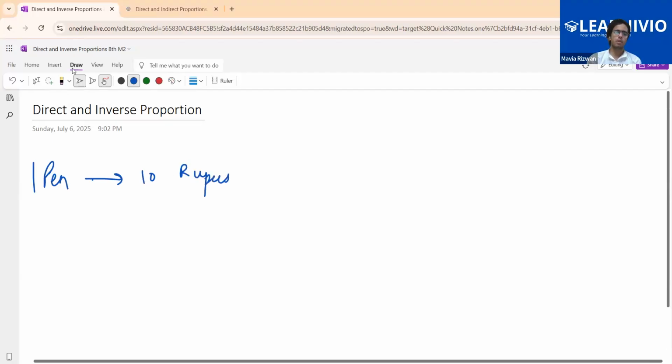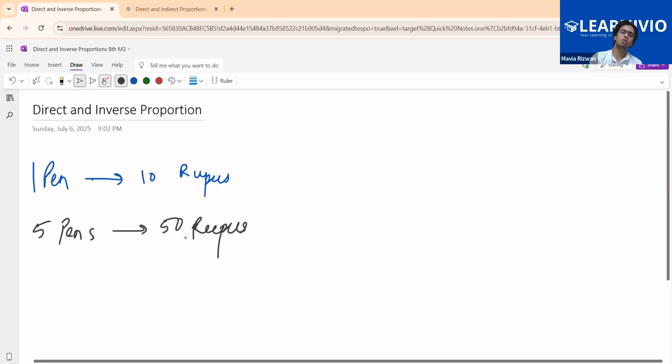Let's say you have to buy 5 pens. How much will they cost? 50 rupees. Very simple, straightforward. So we can see that when I am increasing the number of pens, the cost is also increasing. This is what we call direct proportion.